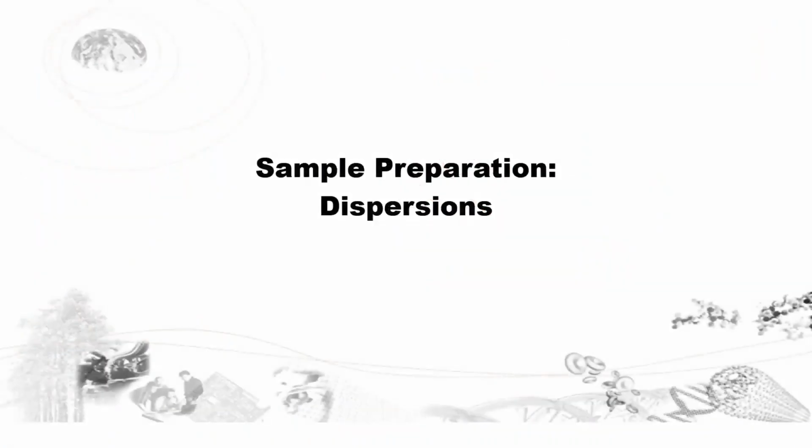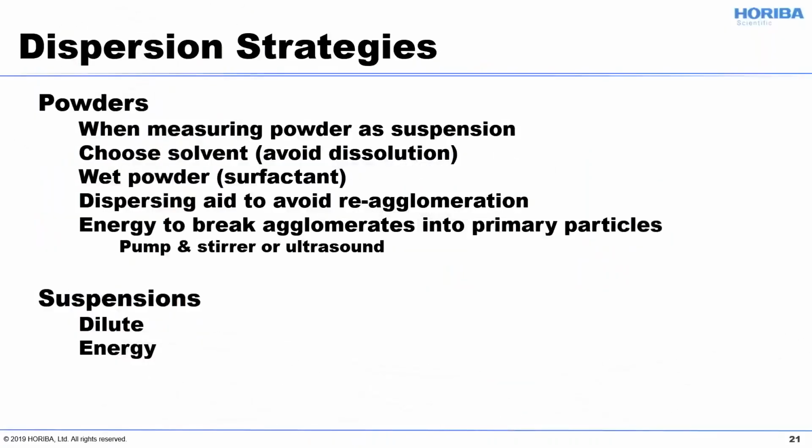So often we're making dispersions in liquid, and we need to choose a liquid. And we could argue about the choice of the word solvent, but really the point is pick something that will not dissolve your particles. So for example, if you are analyzing sugar, you do not want to do your analysis dispersed in water because the sugar will dissolve and you won't have anything left to look at.